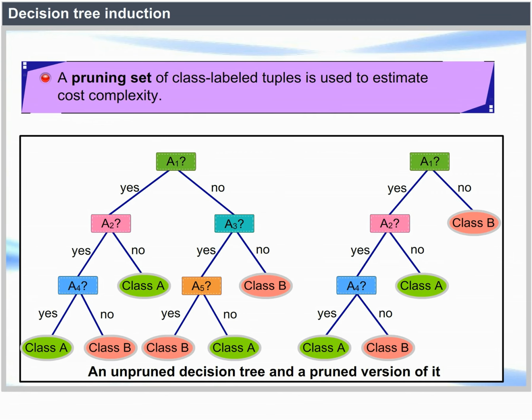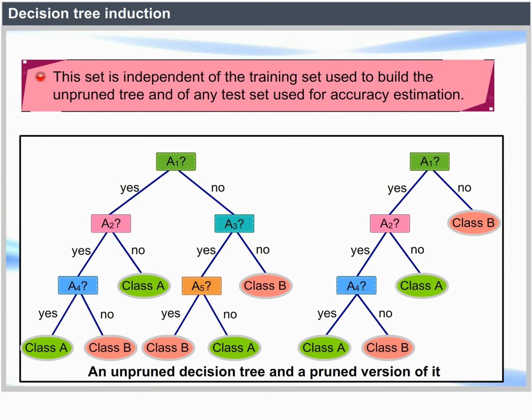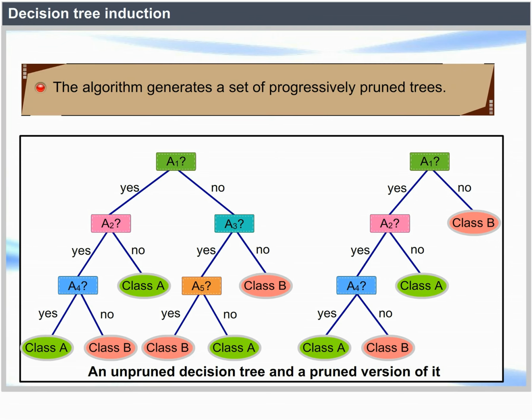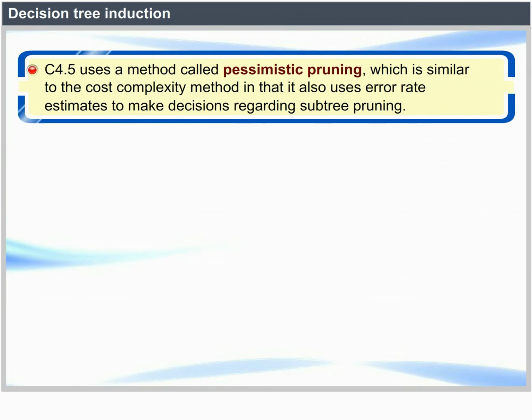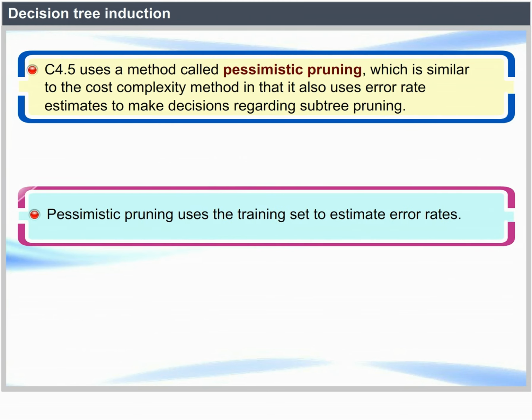This set is independent of the training set used to build the unpruned tree and of any test set used for accuracy estimation. The algorithm generates a set of progressively pruned trees. In general, the smallest decision tree that minimizes the cost complexity is preferred. A method called pessimistic pruning is similar to the cost complexity method in that it also uses error rate estimates to make decisions regarding subtree pruning. Pessimistic pruning uses the training set to estimate error rates.